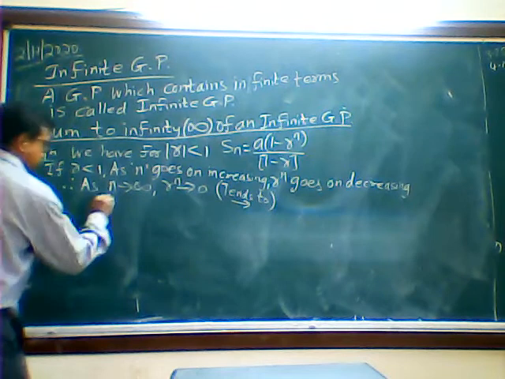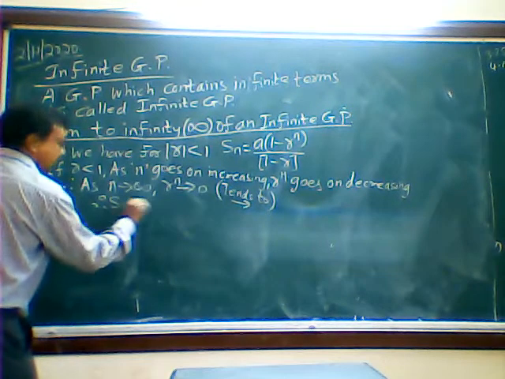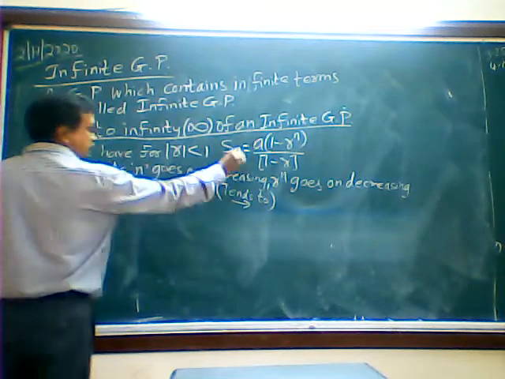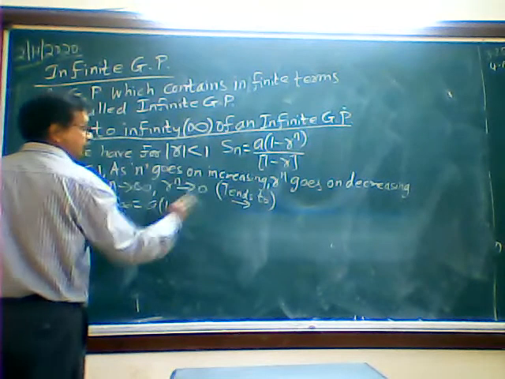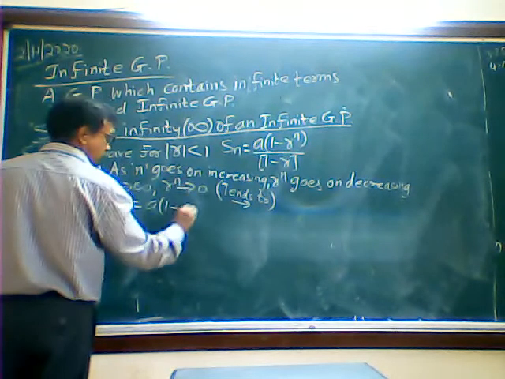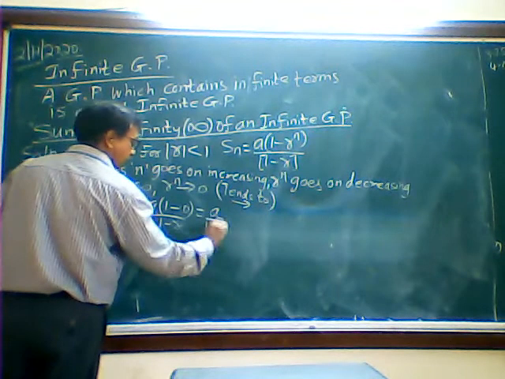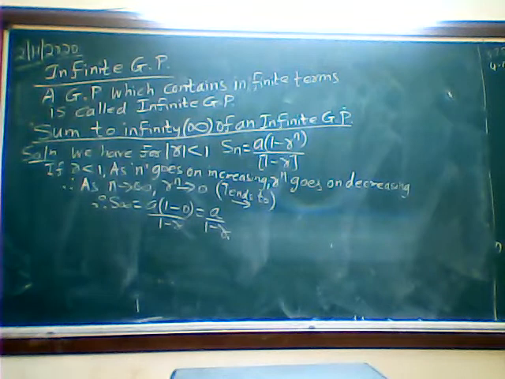Therefore, S infinity is what? S infinity will be, in this you are going to put A bracket 1 minus r raised to n, is what? 0, na? Divided by 1 minus r. It will be A upon 1 minus r. Got it? It will be A upon 1 minus r.